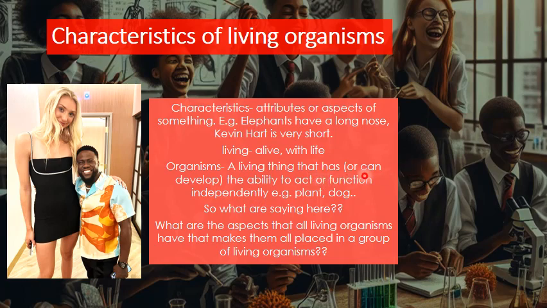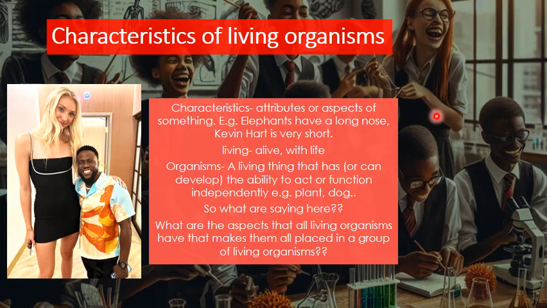When we say something that can develop, for example, if you are still in your mother's womb, you are not functioning independently. You need your mother whilst you're in the womb to be able to live. But you will also be developing that ability as you're growing until you get born. So a living thing has or can develop the ability to act or function independently. For example, a plant, a dog.